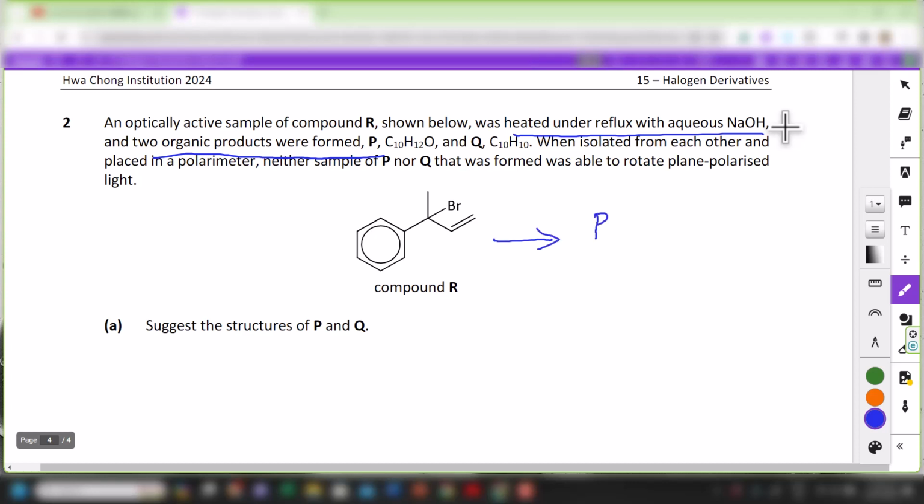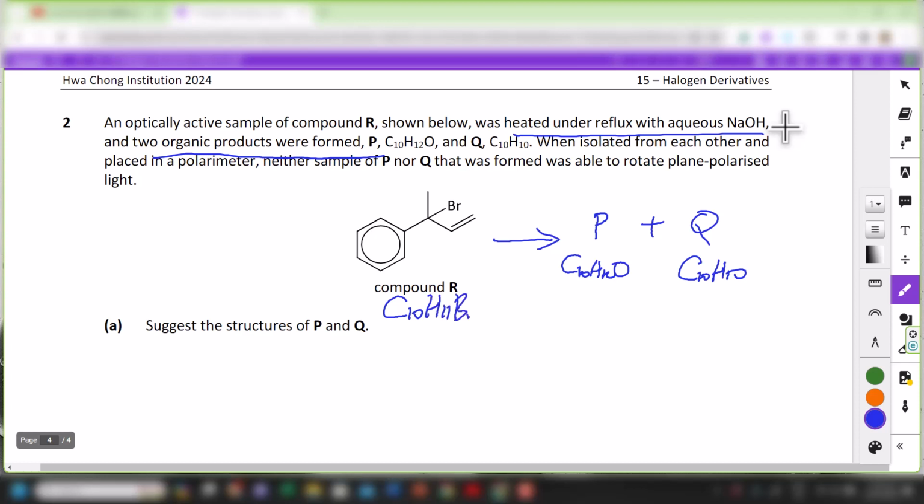So P plus Q. The molecular formula for P is C10H12O. The molecular formula for Q is C10H10. If you wish to, you can write out the molecular formula for R, but it's not necessary. If you do a quick count, 6 carbons, 7, 8, 9, 10. So R is C10, 5 H here, then 7, 8, 9, 10, 11, so H11.